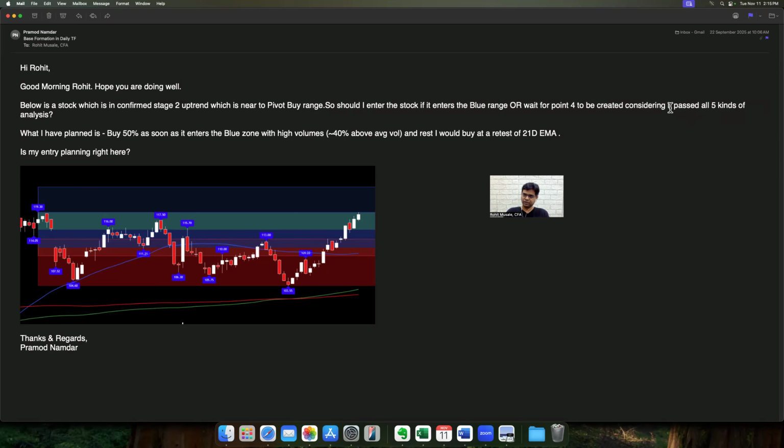This is very important, because if the stock doesn't pass our fundamental criteria, you can't buy it in the blue range, correct? As per our framework.